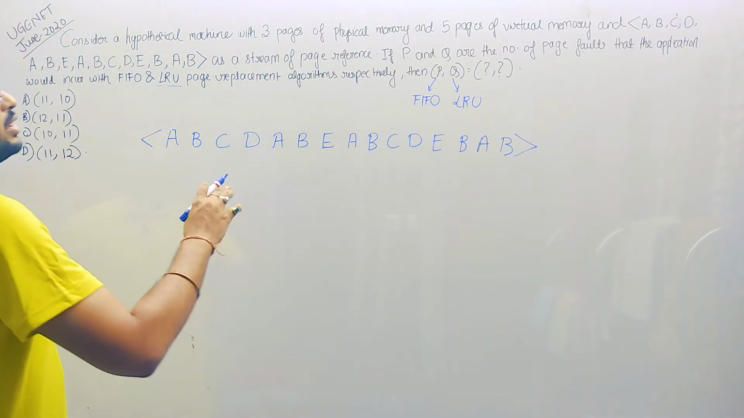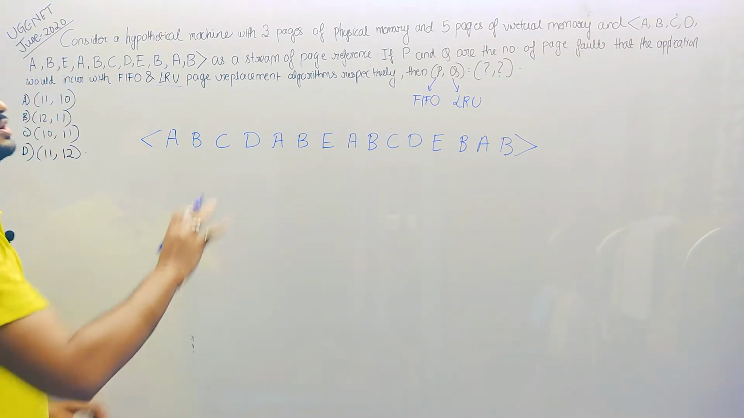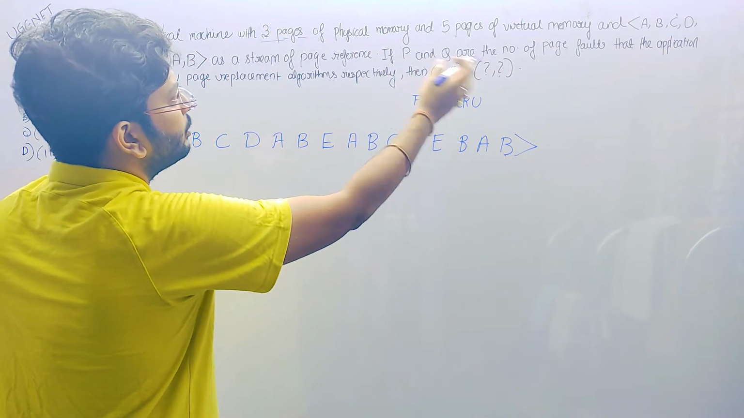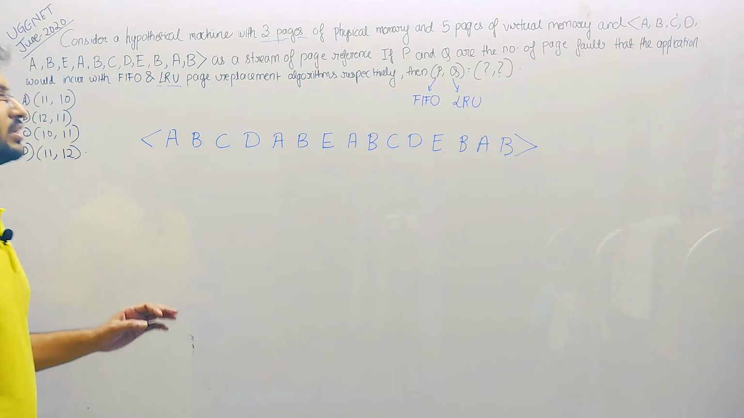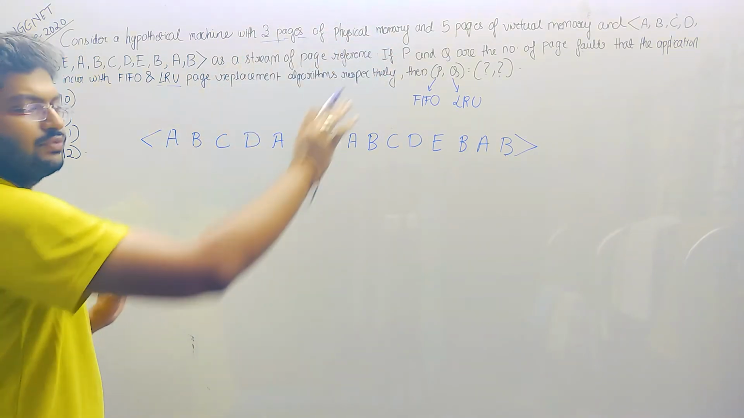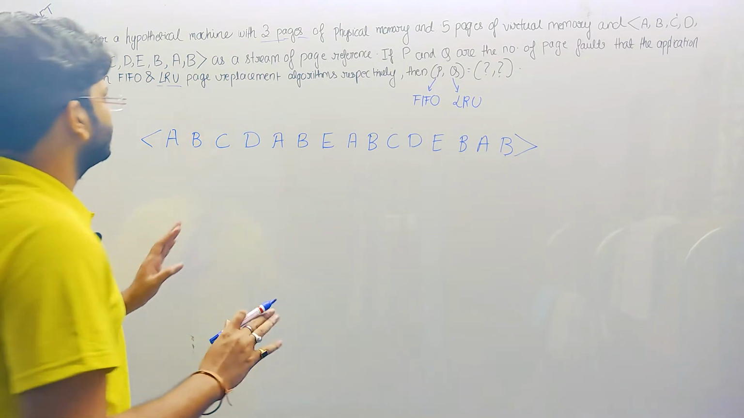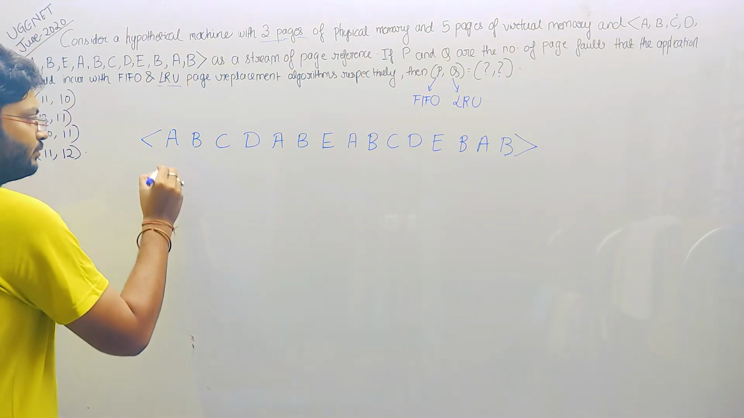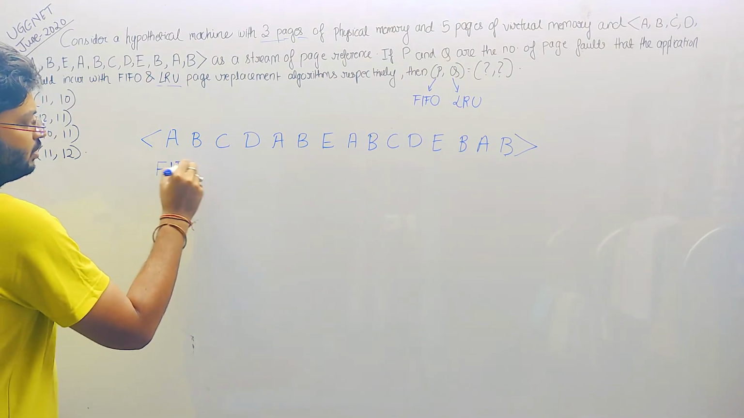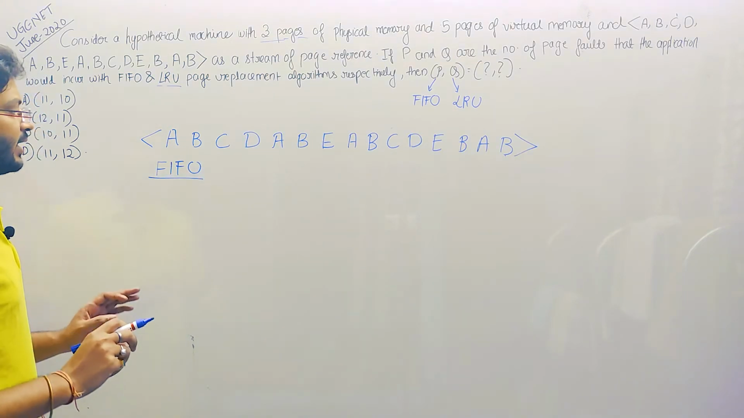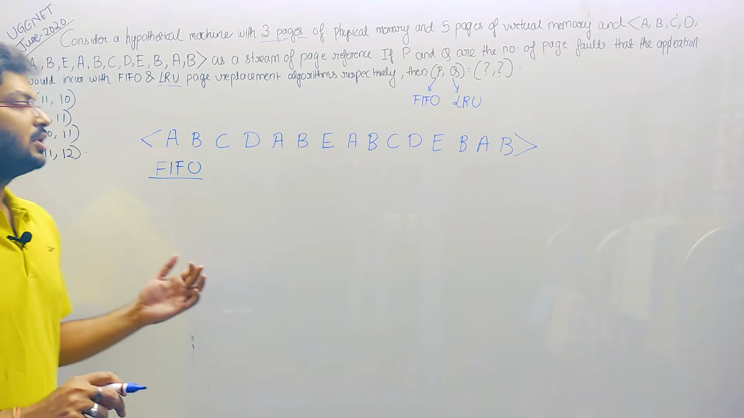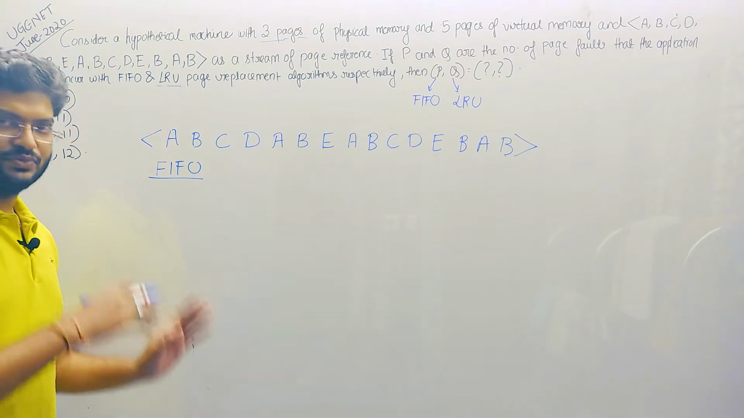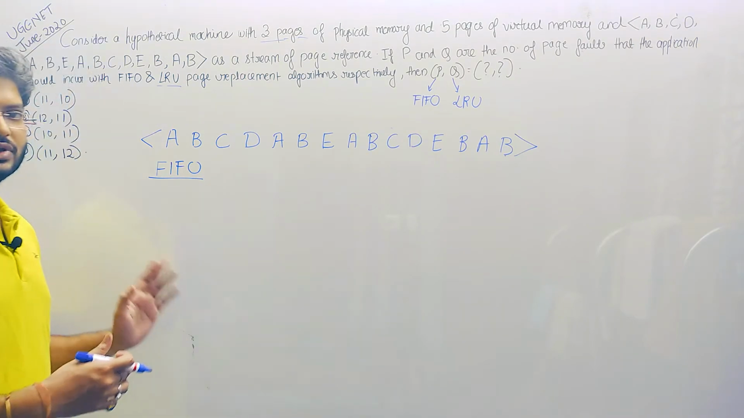These are the references that are given. They are saying a hypothetical machine with 3 pages of physical memory and 5 pages of virtual memory. So we have to take the frame size as 3, because it is 3 pages of physical memory. So we have to take the page table size as 3. First I am doing it for FIFO, the first in first out page replacement algorithm. In the case of first in first out, we have to replace the page which came first. So the page which comes first is the page which has to go out first. So it is the case of first in first out.